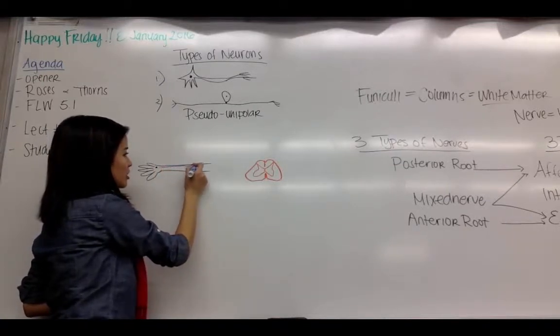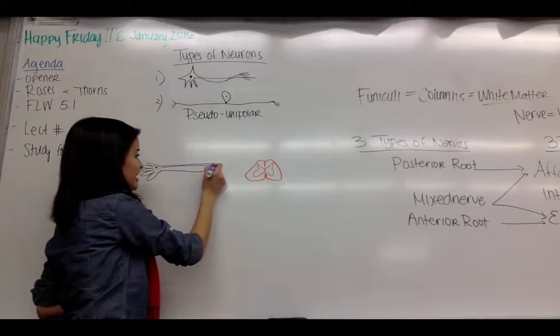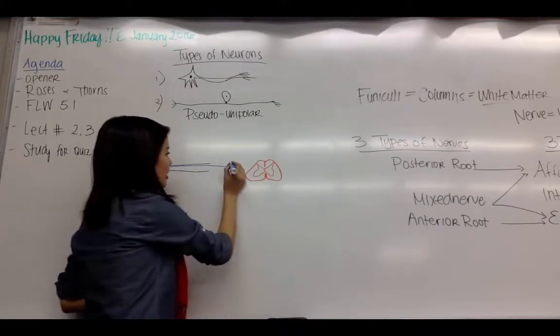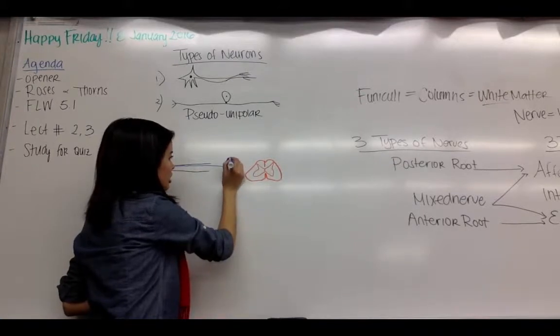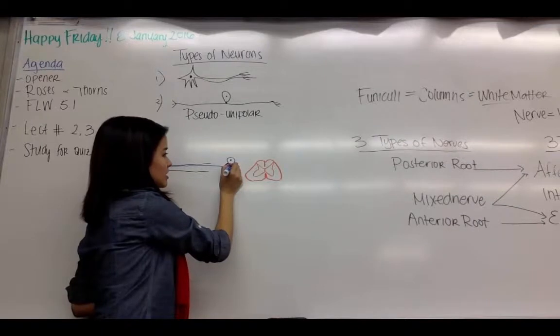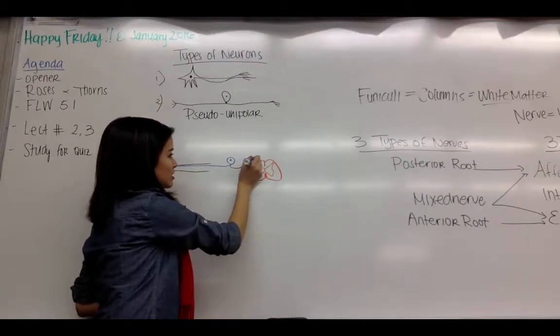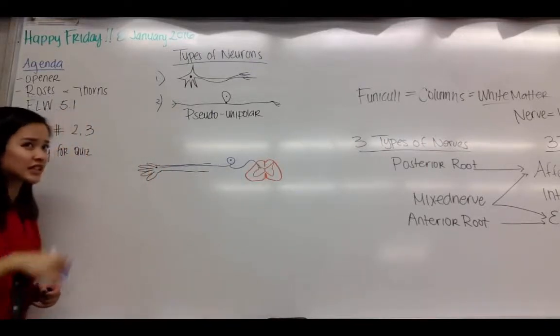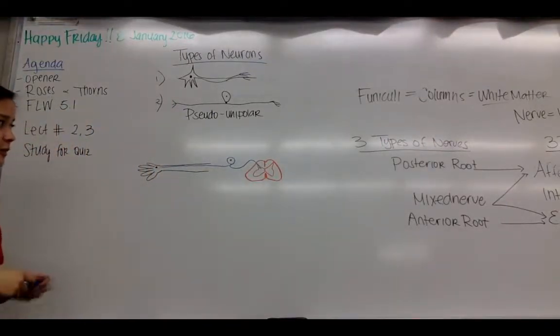Would this be a sensory or a motor neuron if you're feeling a spider? Sensory. So right about here, we have the body of the cell. In this area, and then it leads into the spinal cord where it sends out its transmitters saying there's a spider here, or there is something on the skin at this spot.